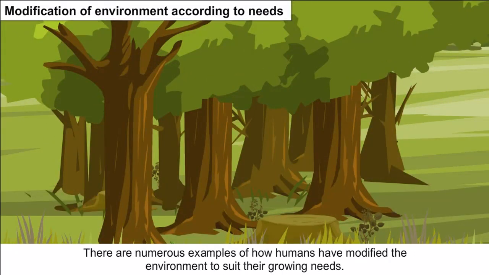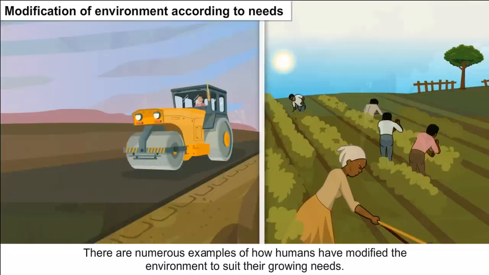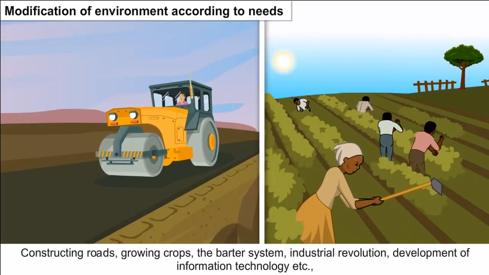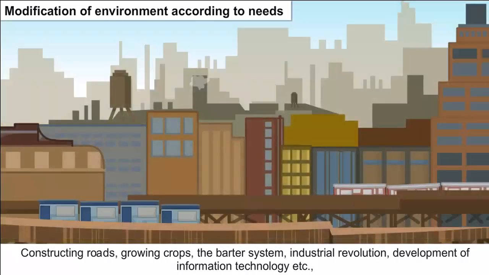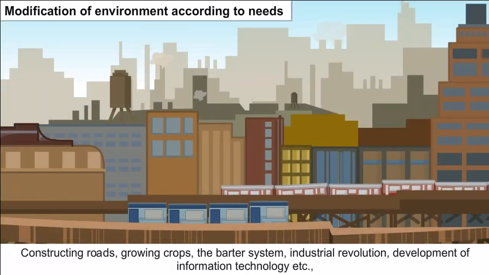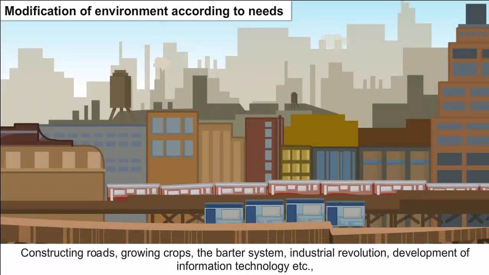There are numerous examples of how humans have modified the environment to suit their growing needs. Constructing roads, growing crops, the barter system, industrial revolution, development of information technology, etc.